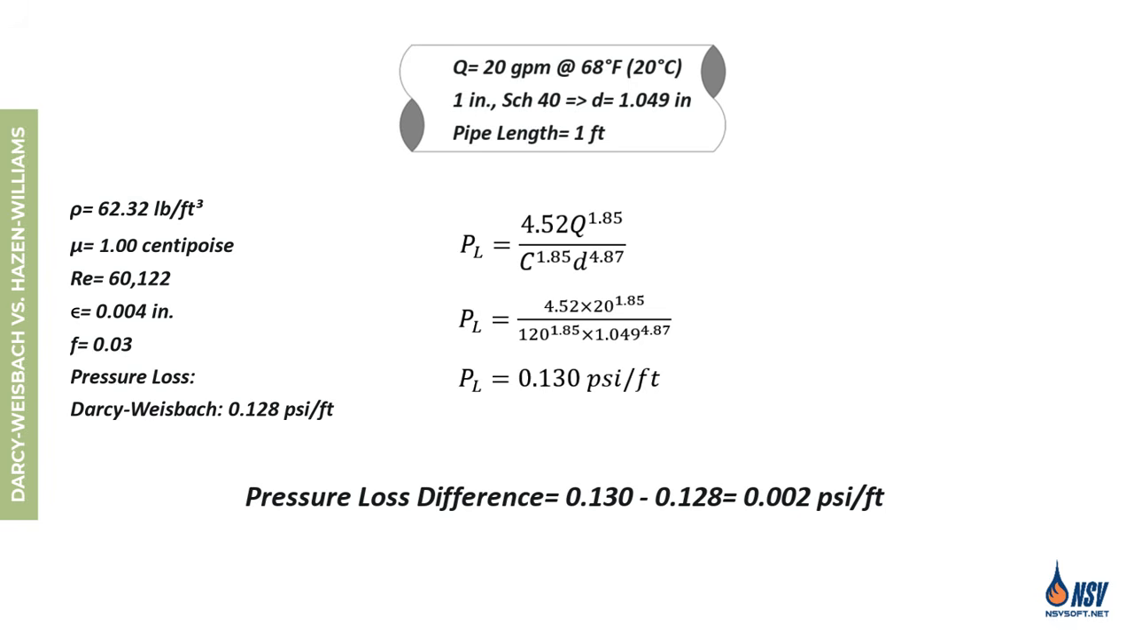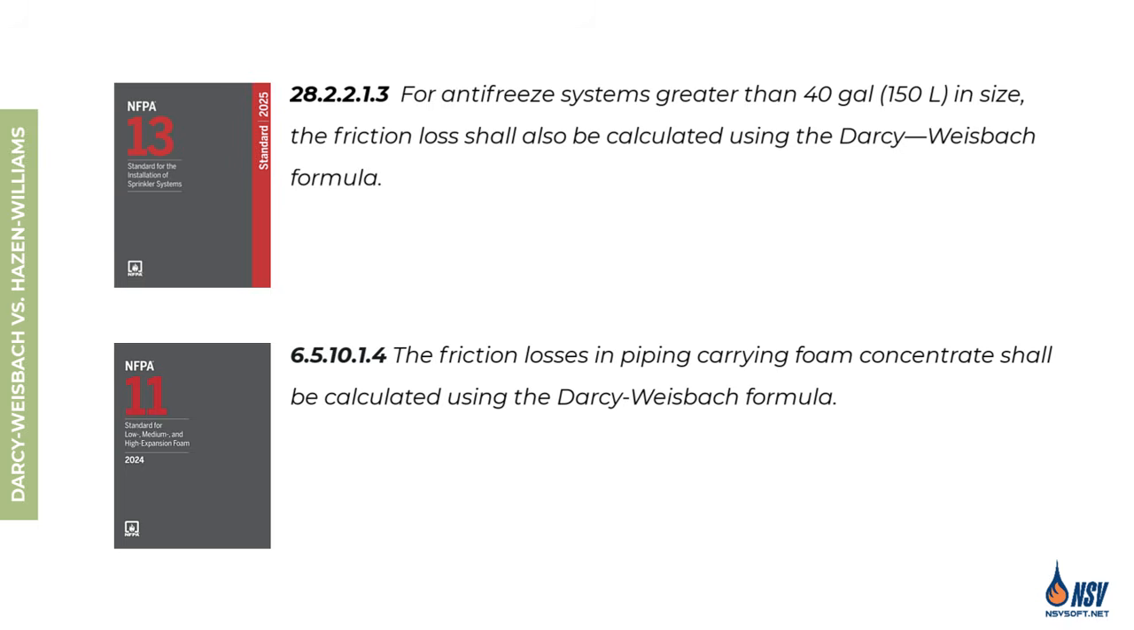The Hazen-Williams formula is an empirical equation. It was built using experimental data specifically for water at standard temperatures. Because water's density and viscosity are already baked into the formula, as long as those properties don't change, the results are highly accurate. However, when the fluid changes, Hazen-Williams no longer works. This is why NFPA standards mandate equations like Darcy-Weisbach for systems using large volumes of antifreeze or foam concentrate, because we have to account for the new fluid's actual density and viscosity.